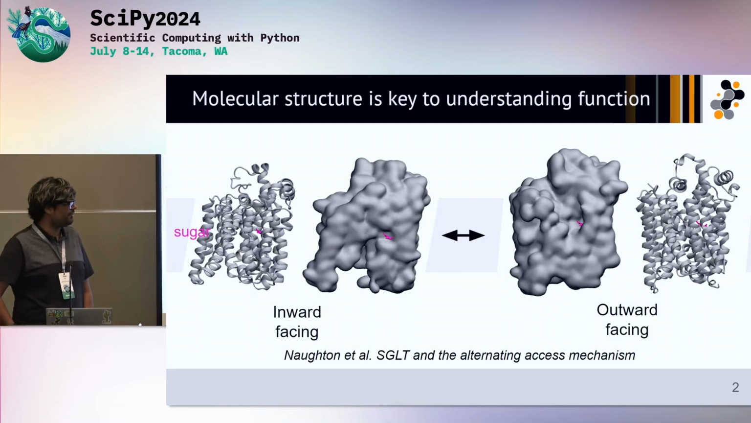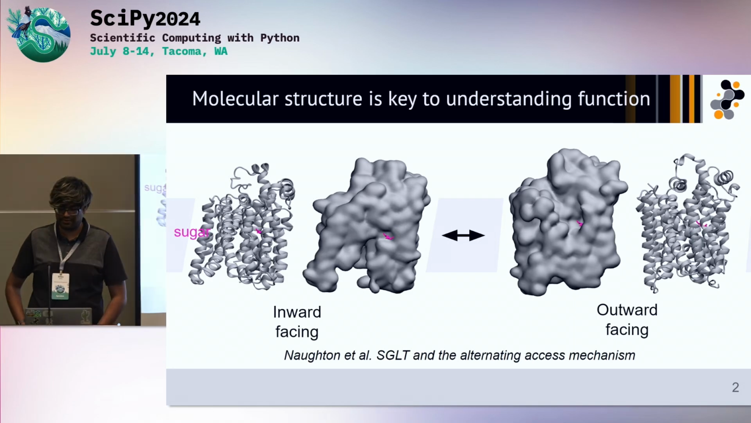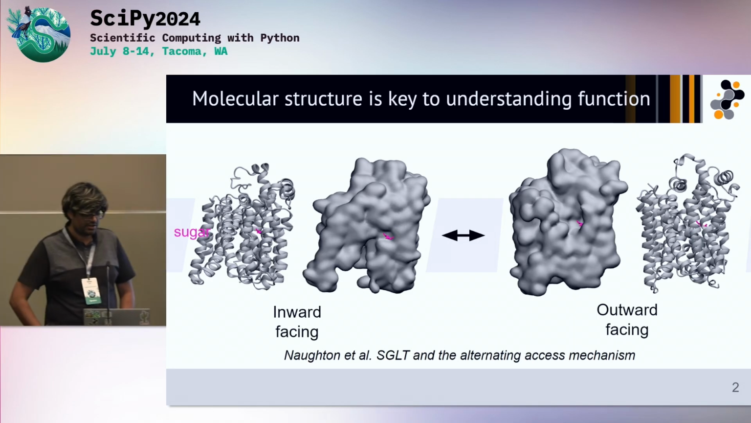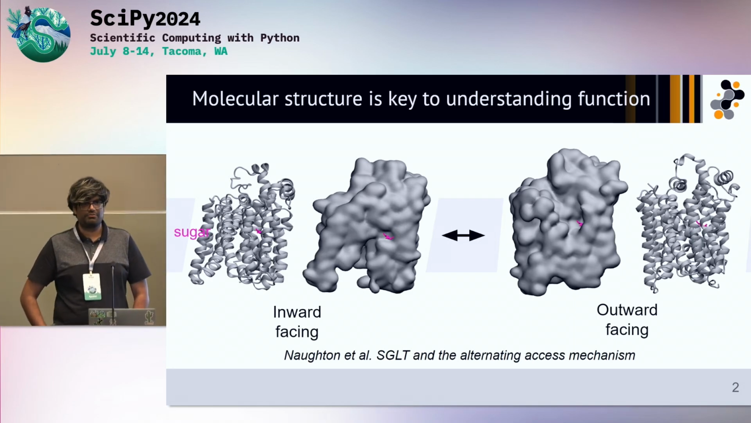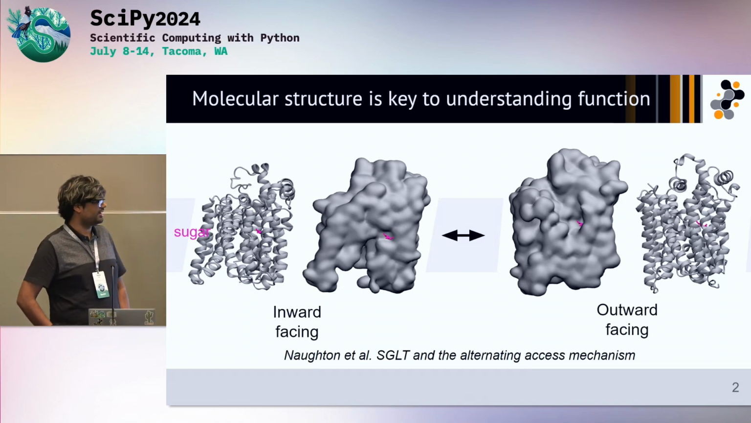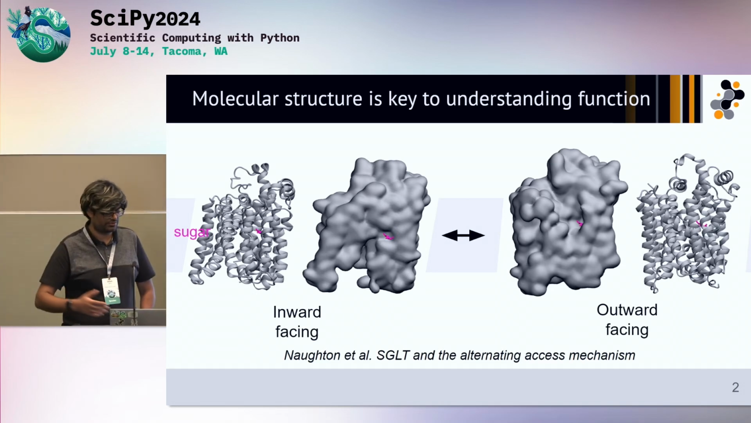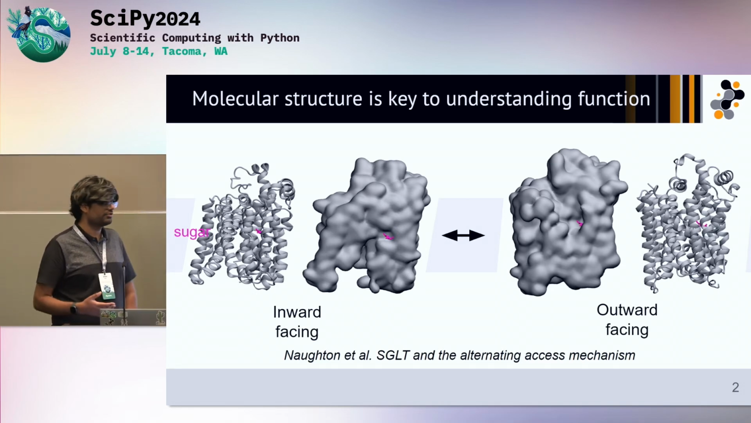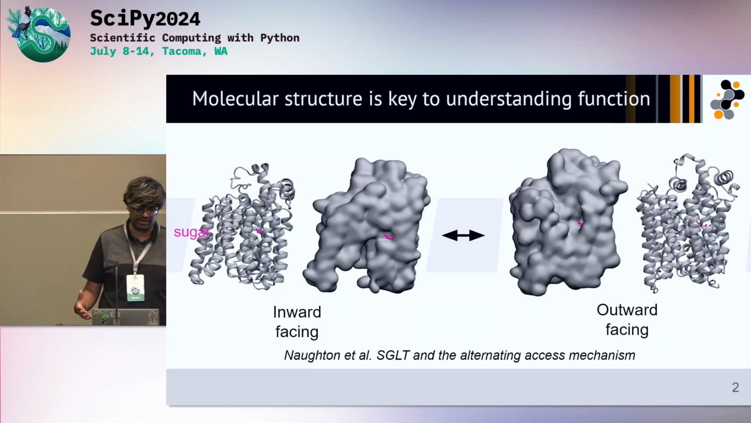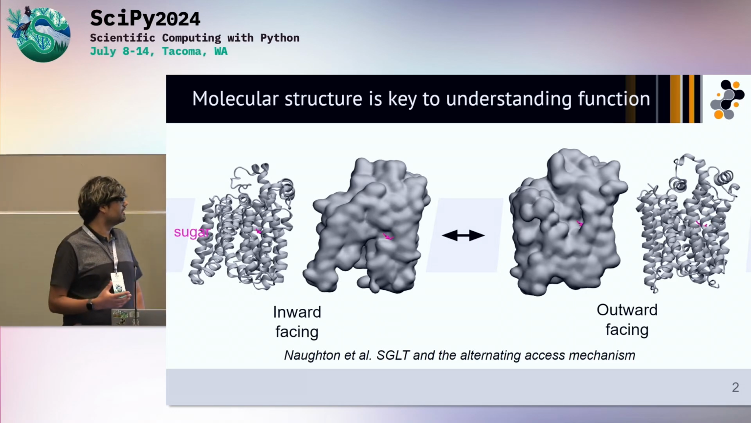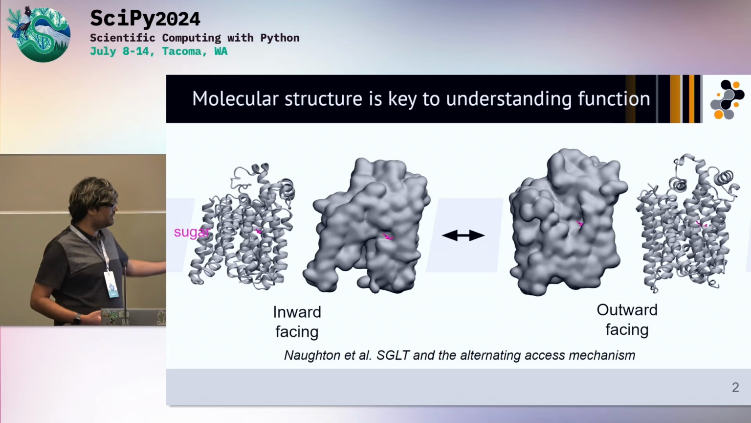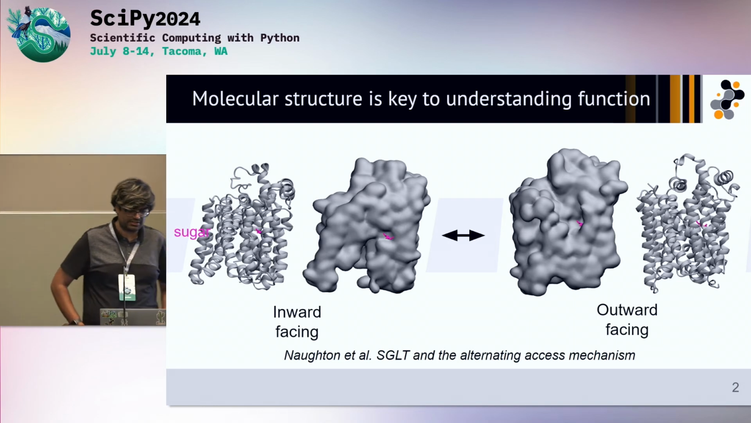So here we have an example of a transporter. This is a sodium glucose transporter, also known as SGLT, which allows the movement of glucose across a cell membrane. And the main take-home message here is that when this transporter allows for glucose to cross the membrane, it undergoes some kind of reorganization of its protein. So it goes from an inward-facing to an outward-facing state.